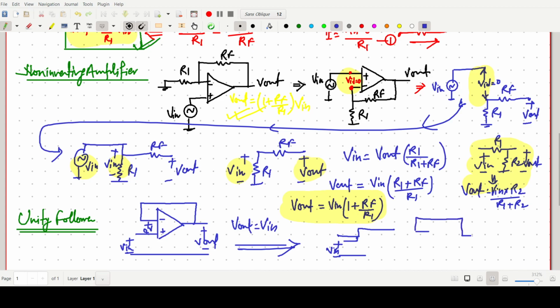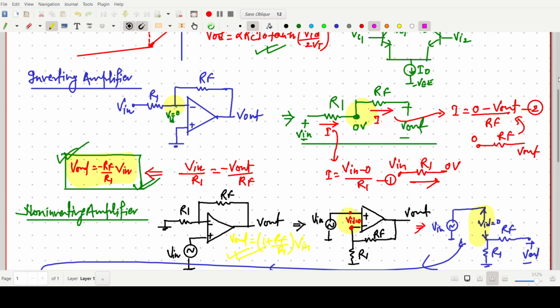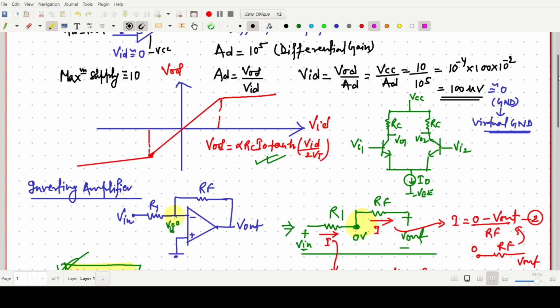In general, you can make it like this, it will be easy. This value will be VID 0, plus minus V in, plus minus V output. So this voltage and this voltage will be the same, so we can say V output equals V input. So this is the simple unity follower circuit. Just instead of this one we have to write VID. So this is all about the simple mathematical circuitry for the inverting, non-inverting and unity follower.